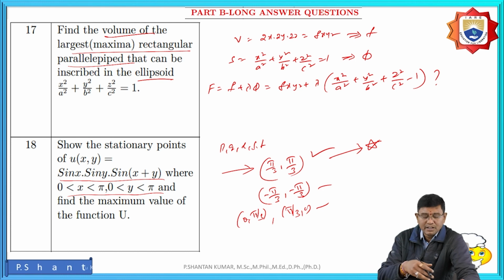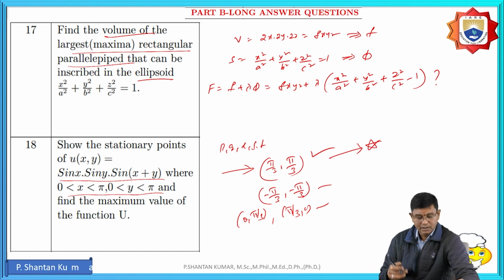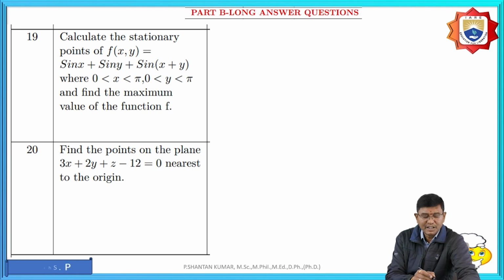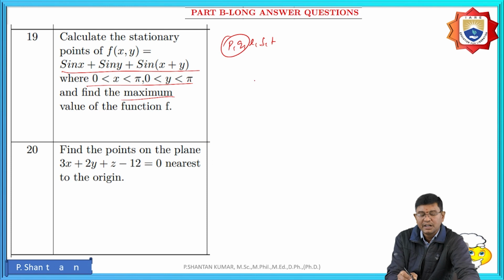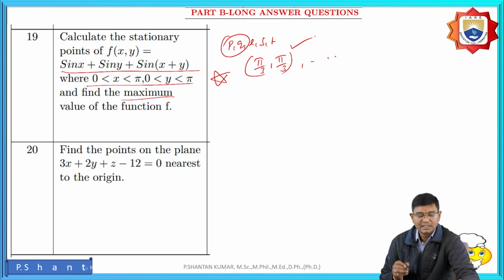At these stationary points, we need to replace in the given function. We get the maximum value of the given function u. Similarly, the second one has the same conditions, maxima or minima. While finding p, q, r, s, t and solving, we clearly obtain pi by 3 comma pi by 3. We need to remember these are the stationary points. Other values are also there, but we replace these stationary points in the given function to get the maximum value.